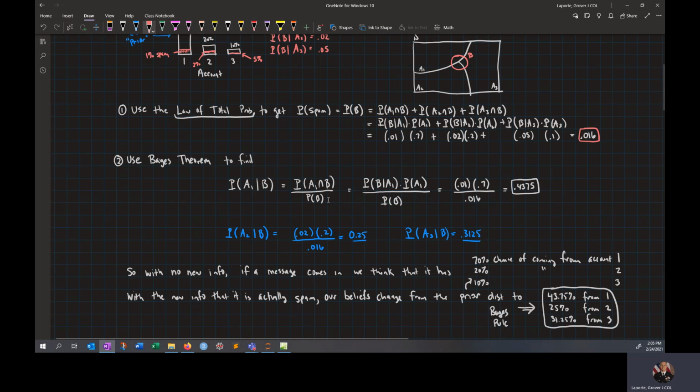Being able to flip that conditional probability is all we're trying to do, and we're utilizing the fact that A1 intersect B is the same for both when you're flipping them.